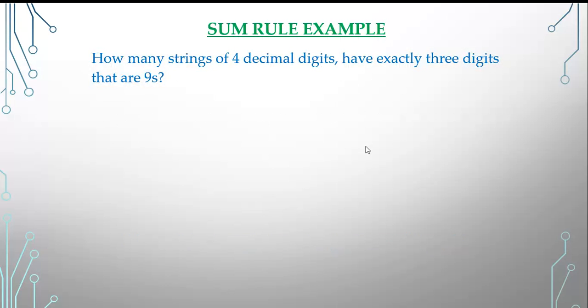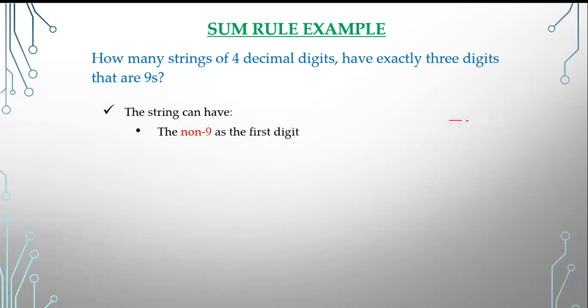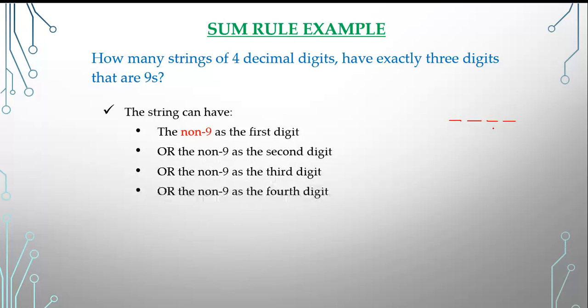Now, how many strings of 4 decimal digits have exactly 3 digits that are 9s? Here we have to make a string of 4 digits, which means we have 4 places to fill: 1, 2, 3 and 4. One condition is given: exactly 3 of these 4 digits are 9. So only 1 digit varies. That digit may be a non-9 at the first place, or the second place, or the third place, or the fourth place, right? Now, how many total number of ways?